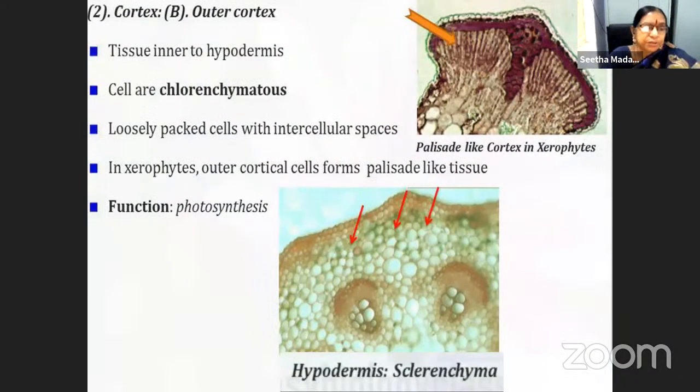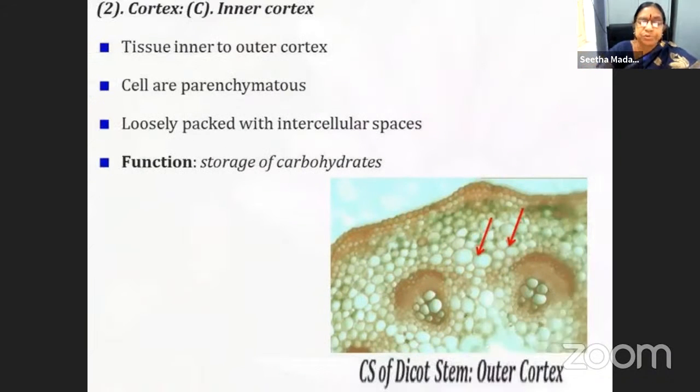Then, the tissue inner to the hypodermis is known as outer cortex, and here the cells are chlorenchymatous. Chlorenchymatous means they contain chloroplast and are involved in photosynthesis. Loosely packed cells with intercellular spaces are seen. In xerophytes, outer cortical cells form palisade-like tissue. The function of the outer cortex is photosynthesis and preparing the food substances.